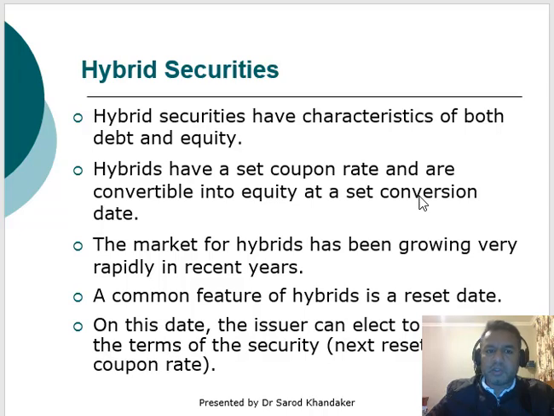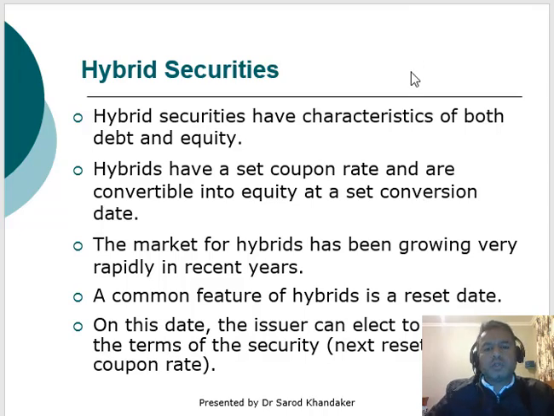Now, two examples of hybrid securities are the preference share and the convertible note. If you look at both these instruments, the preference share is an equity instrument from the very beginning. On the other hand, the convertible note is a debt instrument, but both these instruments can be converted to ordinary equity at a predetermined date.